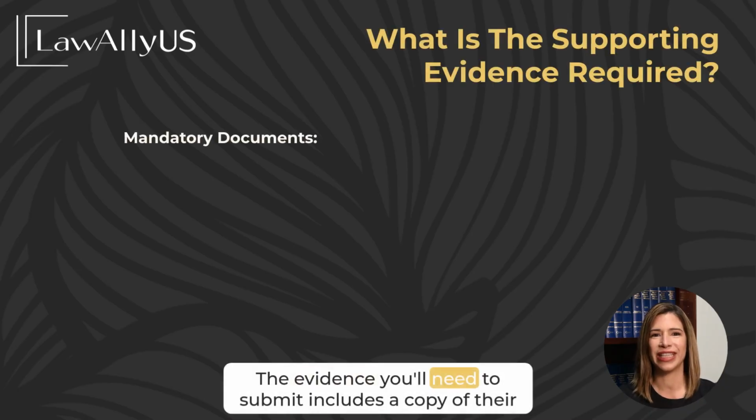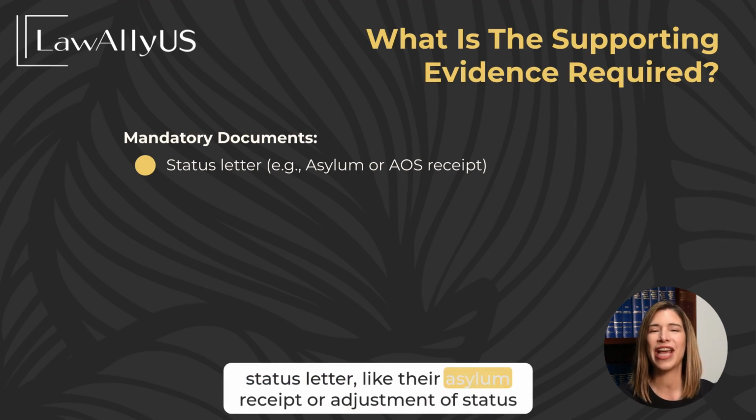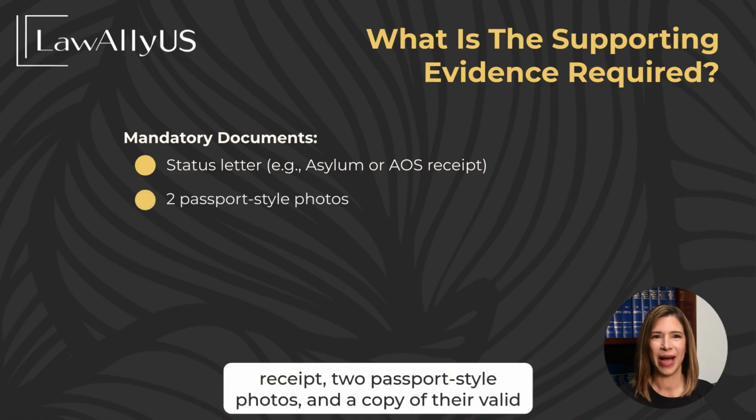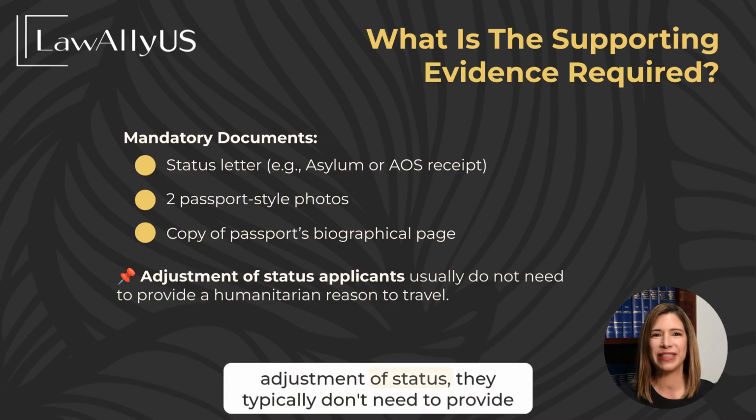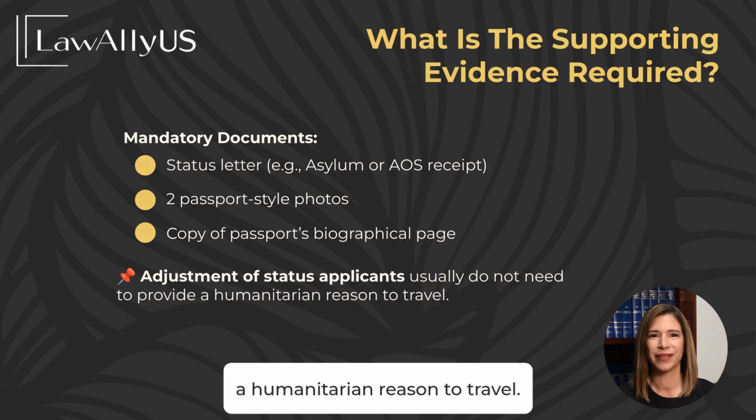The evidence you'll need to submit includes a copy of their status letter, like their asylum receipt or adjustment of status receipt, 2 passport-style photos, and a copy of their valid passport's biographical page. If your client is applying through adjustment of status, they typically don't need to provide a humanitarian reason to travel.